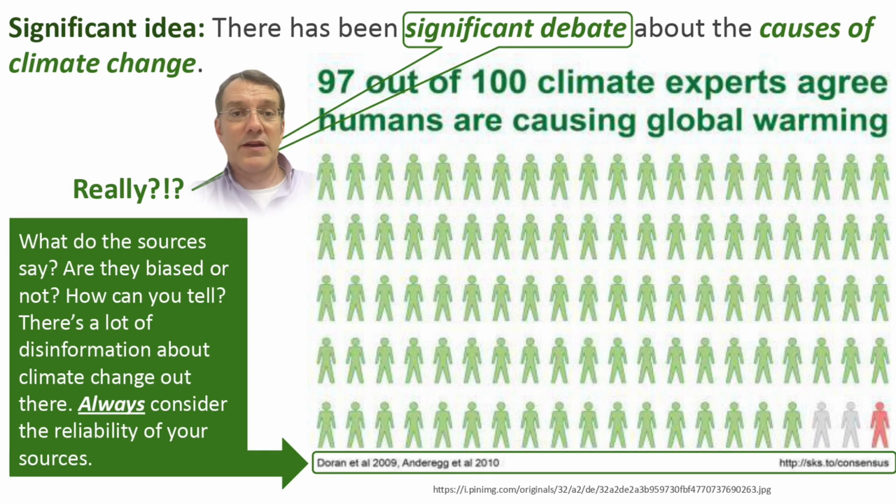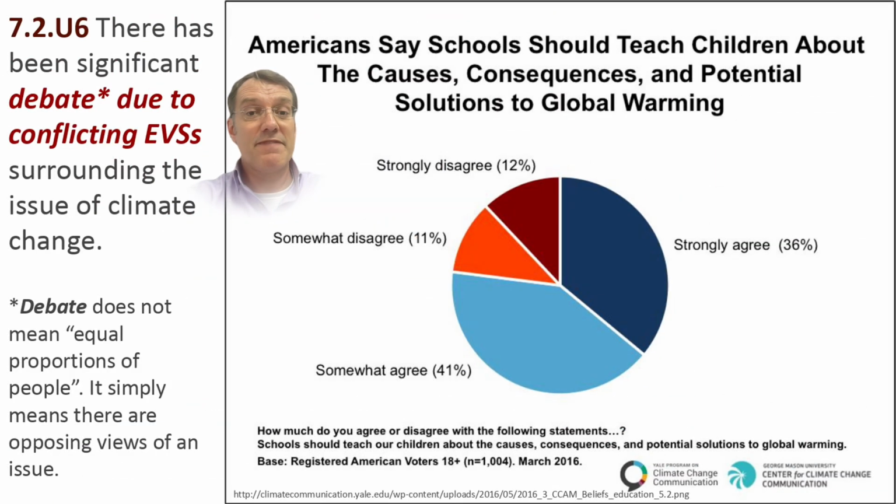When examining the debate around climate change, it's important to look at what the scientific community actually says. This infographic shows that 97 out of 100 climate experts agree that humans are causing global warming. This isn't just a casual survey. It represents a comprehensive analysis of peer-reviewed scientific literature. The small number of dissenting voices often receives disproportionate media attention, and that can create the illusion of more scientific disagreement than actually exists.